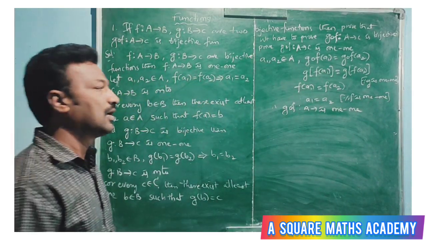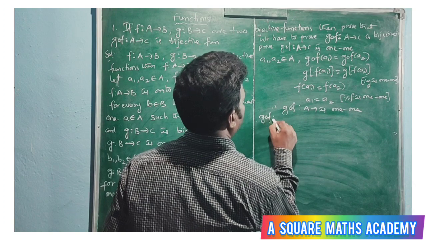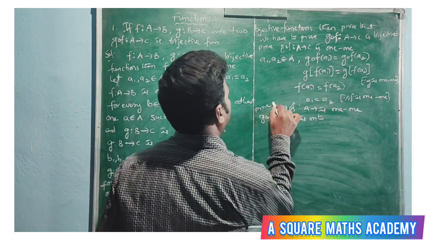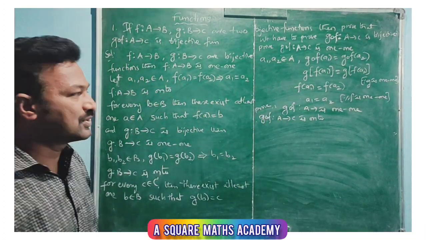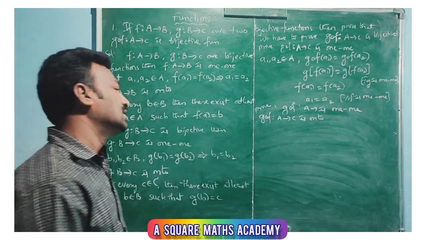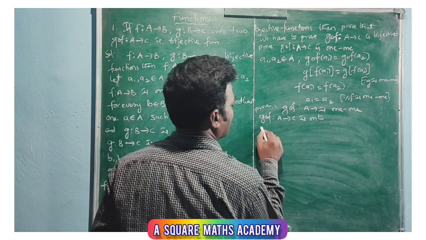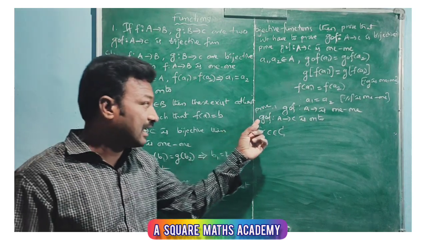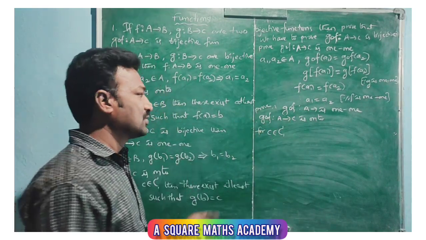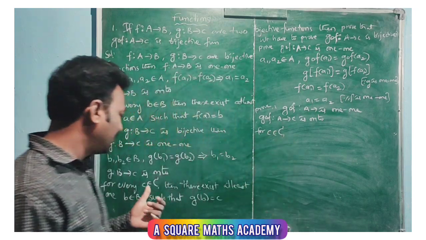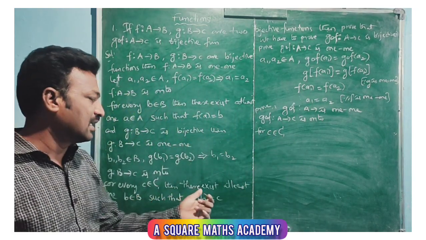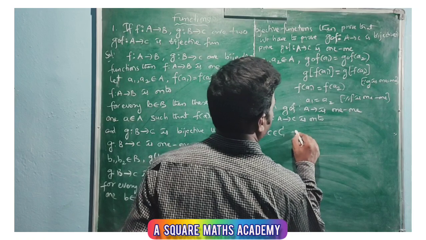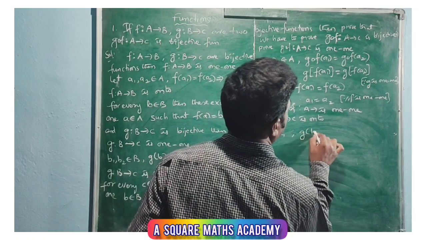Next we prove onto. So G circle F from A to C is onto. We have to prove now. Okay, now prove G circle F from A to C is onto. How to prove that? For every C belongs to C, what we prove? G circle F of A equals C we prove. Before that, for C belongs to C, we know that there exists at least one B belongs to B such that G of B equals C.